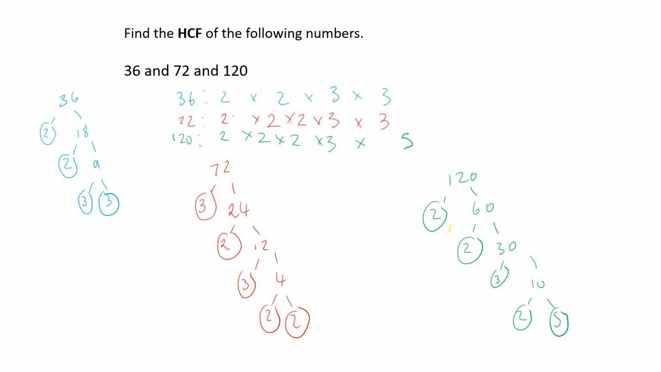Okay, so let's have a look at our similarities then. So we can see that they've all got 1, 2. They all have a second 2, but they don't all have a third 2. So I'm going to just cross that out to keep it clear. They've all got a 3. They don't all have that second 3, and they don't have a 5. And if we do 2 times 2 times 3, 2 times 2 is 4. 4 times 3 is 12.